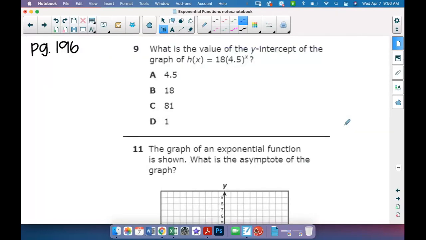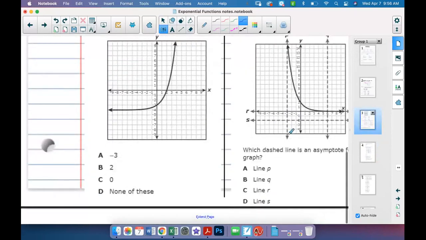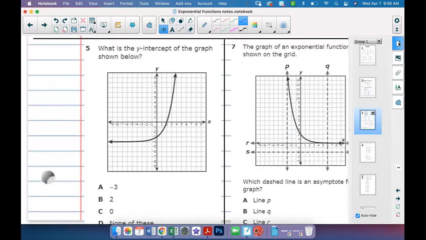So we're on page 196, number 9. Is that correct? Did I skip some? I skipped some, didn't I? Let me go back. Oh yeah, they're at the bottom. Okay, number 5 at the bottom. This is from page 195, sorry.